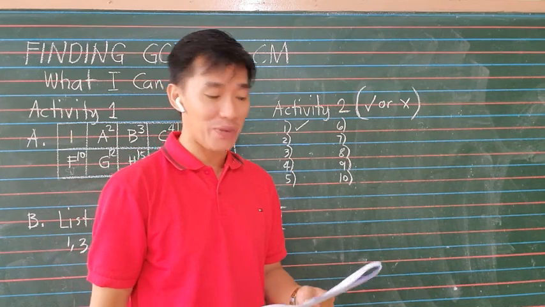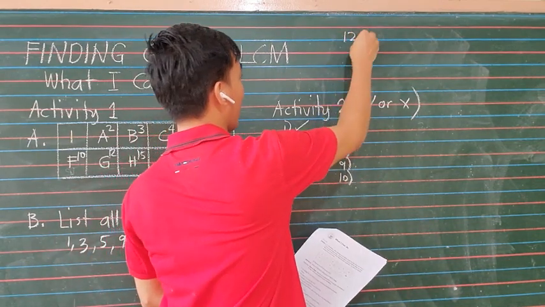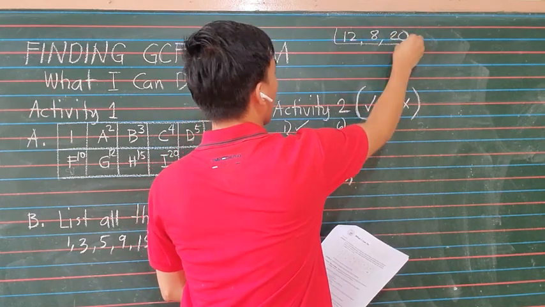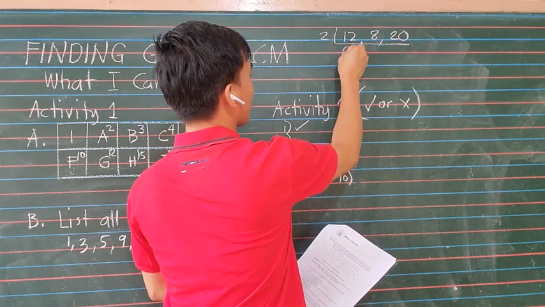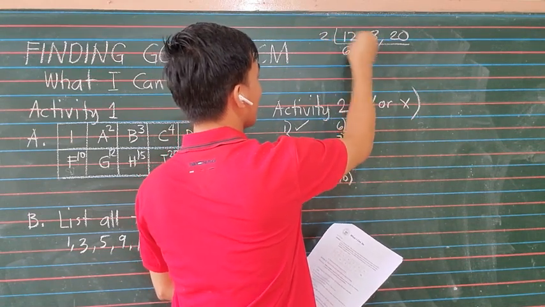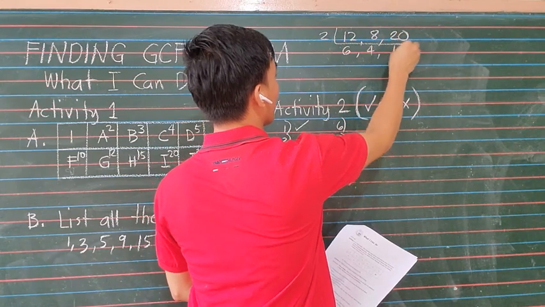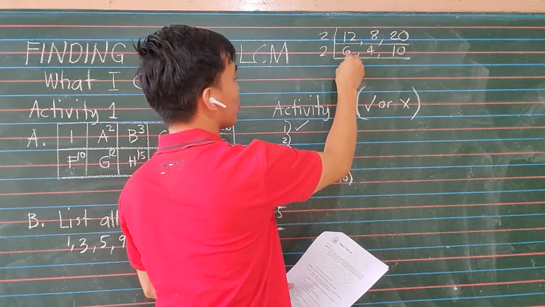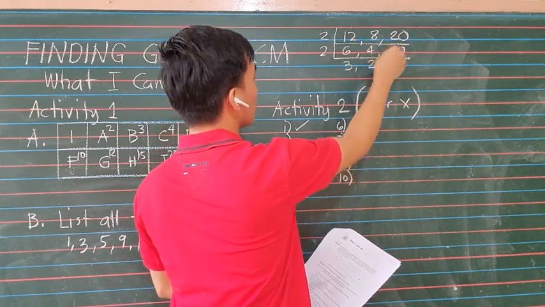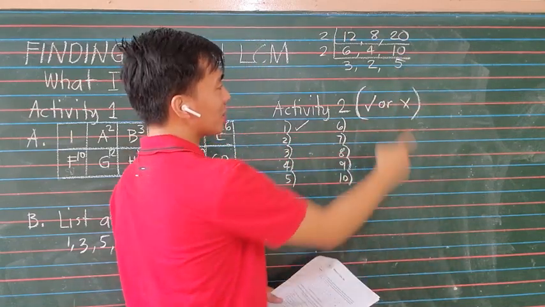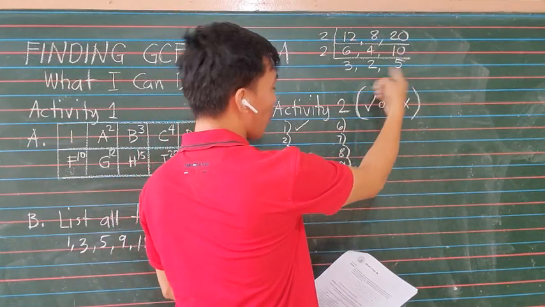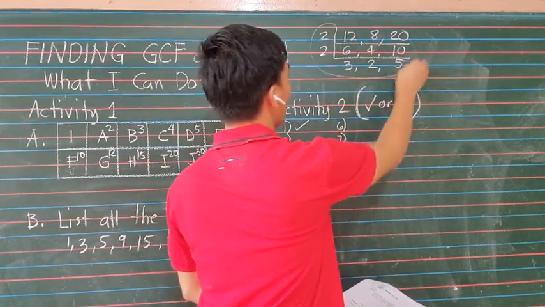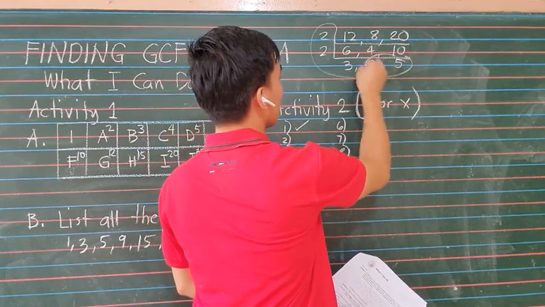For number 2, the LCM of 12, 8, and 20 is 310. Let's try to check and verify that one. 12, 8, and 20. The 3 numbers can be divided by 2. So 12 divided by 2 is 6, 8 divided by 2 is 4, 20 divided by 2 is 10. Next, all of them can be divided by 2 again, so that is 3, then 2, then 5. Next, there are no more 2 or more numbers that can be divided by another number, so you stop there. This is already their LCM.